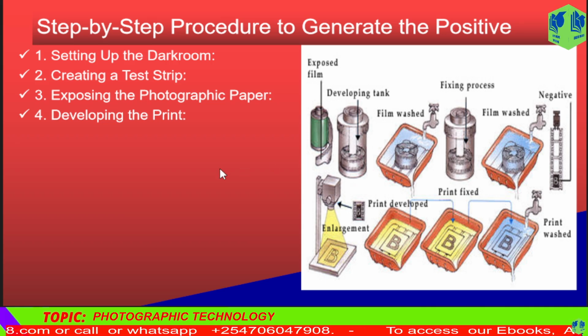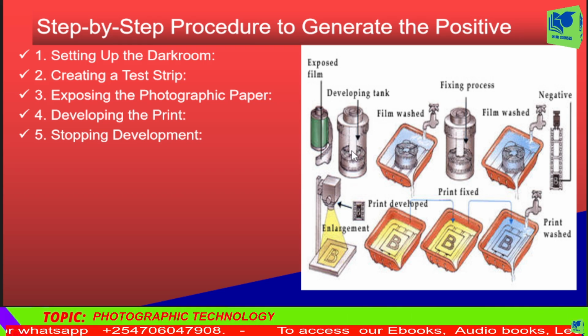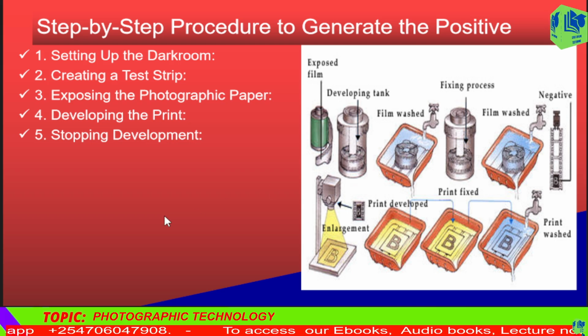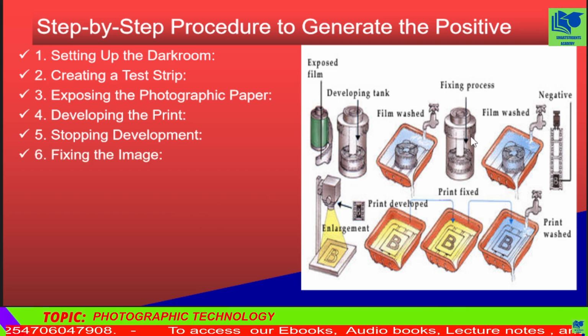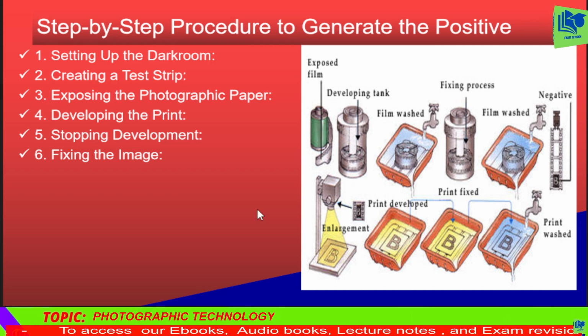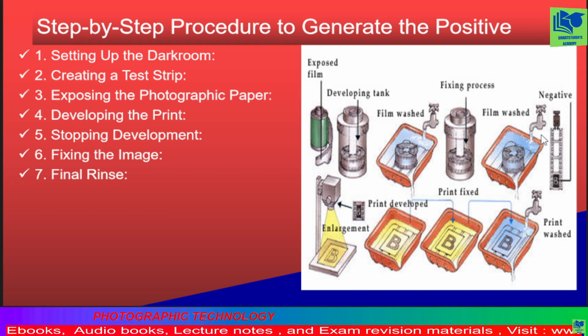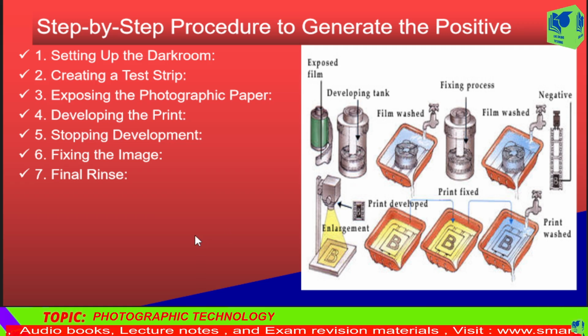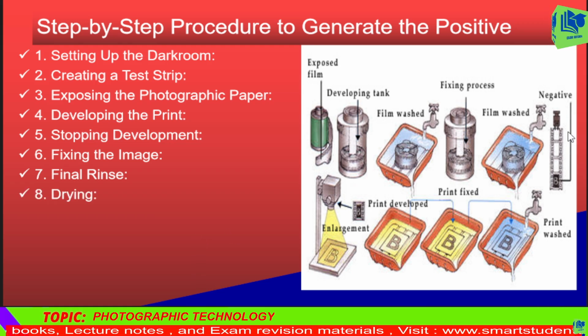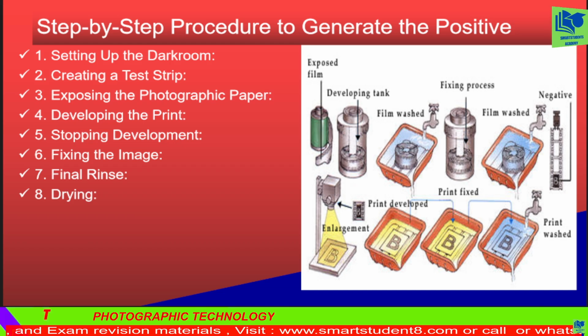5. Stopping development. Transfer the paper to the stop bath for about 30 seconds to halt development. 6. Fixing the image. Move the paper to the fixer tray for the recommended time, typically 2 to 5 minutes. 7. Final rinse. Immerse the paper in a diluted wetting agent solution to promote even drying and minimize water spots. 8. Drying. Hang the paper in a dust-free environment, using weighted clips to prevent curling. Allow the paper to dry completely before cutting and storing.